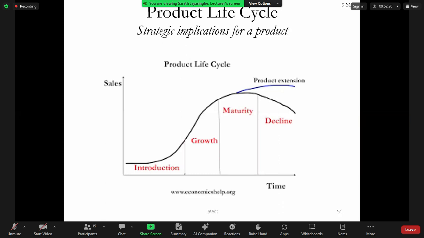So how can you just explain this one, this graph? Can somebody help me?